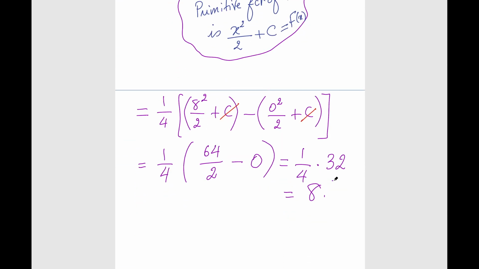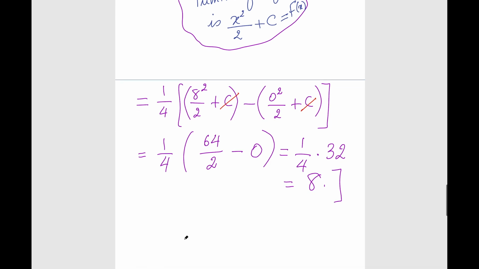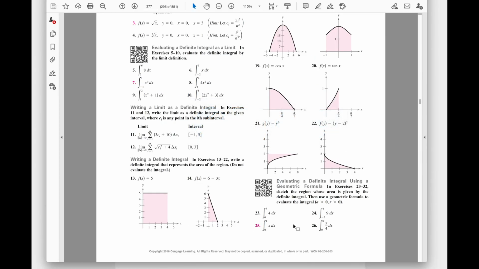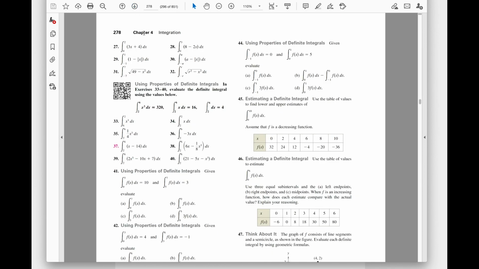All right. Back to our book here. Next page, 278. Let's choose one of these problems from 27 to 32. How about solving, let's choose these two, 30 and 32.